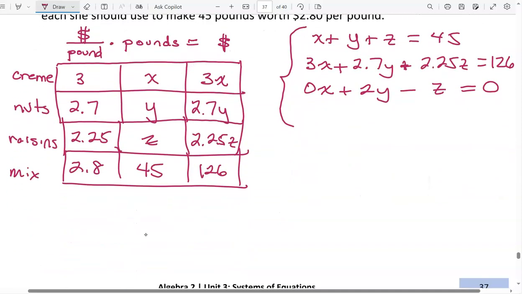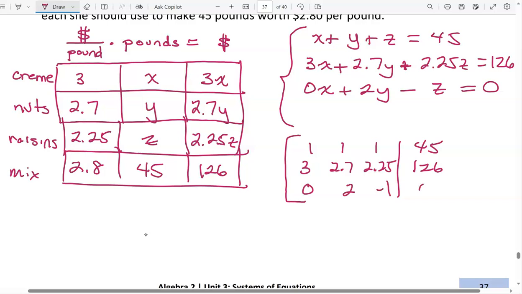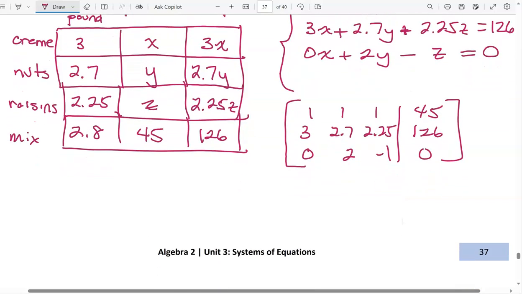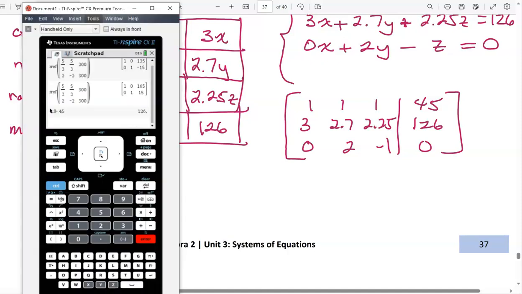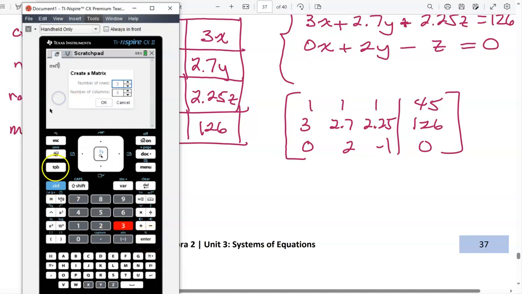Now we can take and rewrite this as an augmented matrix. 1, 1, 1, 45 across the top. 3, 2.7, 2.25, 126 for the middle row, 0, 2, negative 1, 0 for the bottom row. And let's get our calculator to give us the reduced row echelon form for that. And so I'll type the letters RREF, open parentheses, and the menu key to the right of the 9. This is a 3 by 4 matrix.